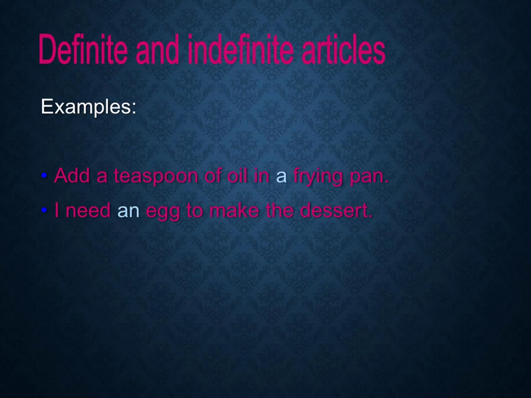For example, add a teaspoon of oil in a frying pan. Okay, teaspoon, you can count it. Frying pan, you can also count. Second one, I need an egg to make the dessert. Of course, you can count 1 egg, 2 eggs, 3 eggs, and so on. So, this is countable, singular.